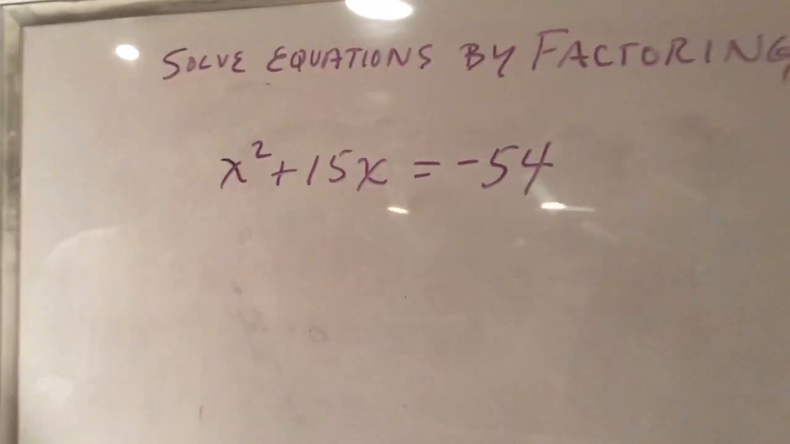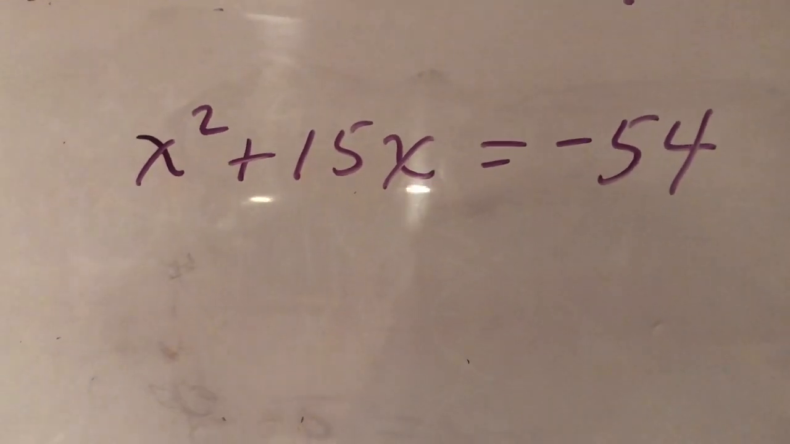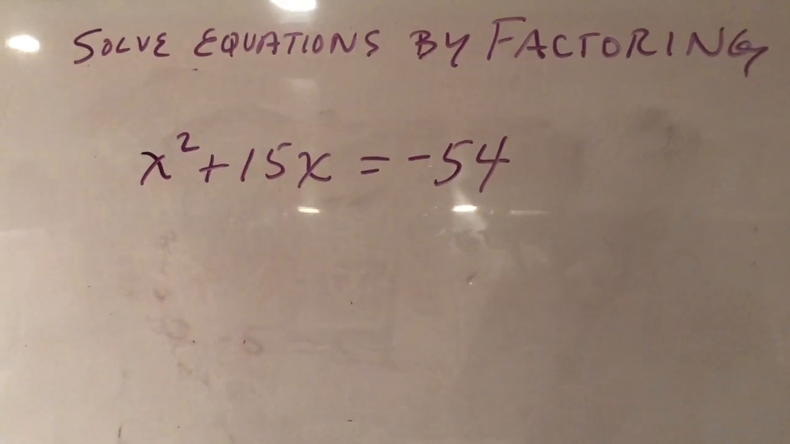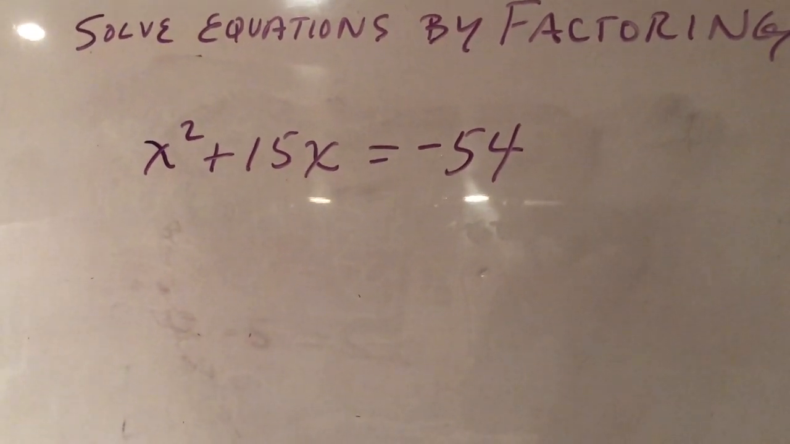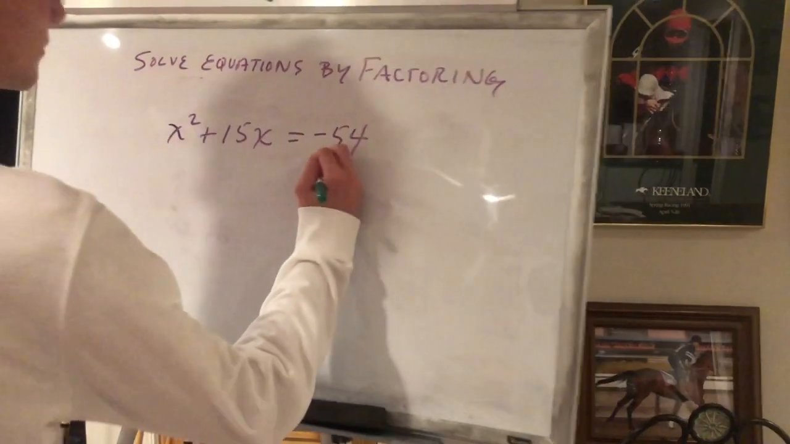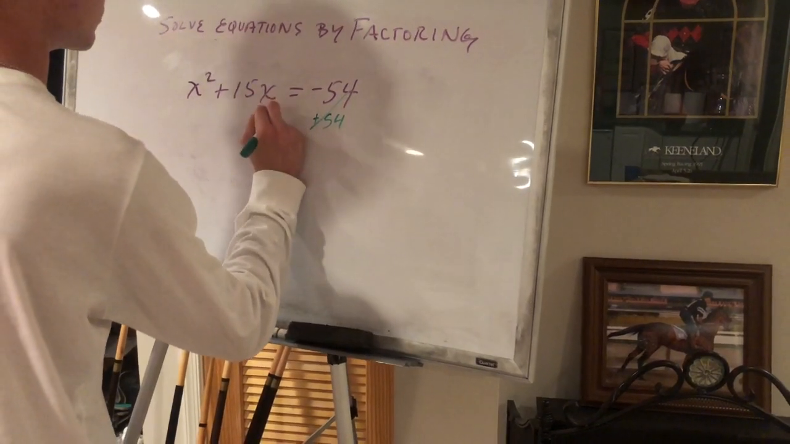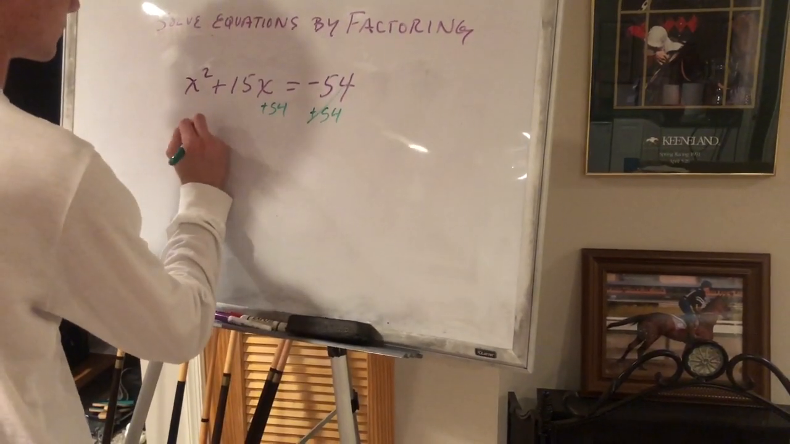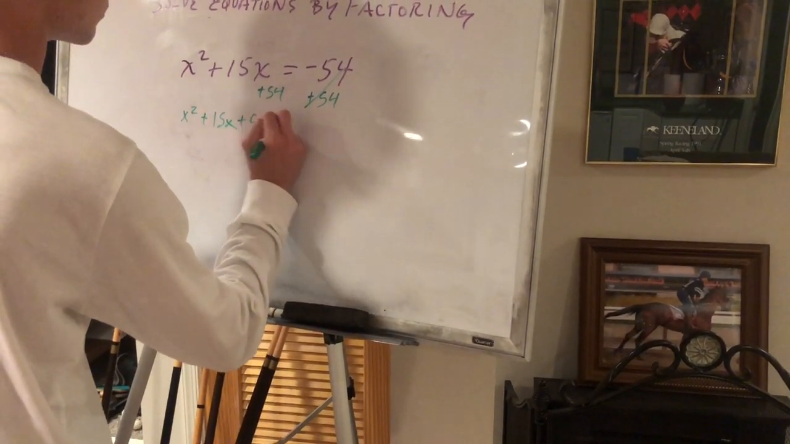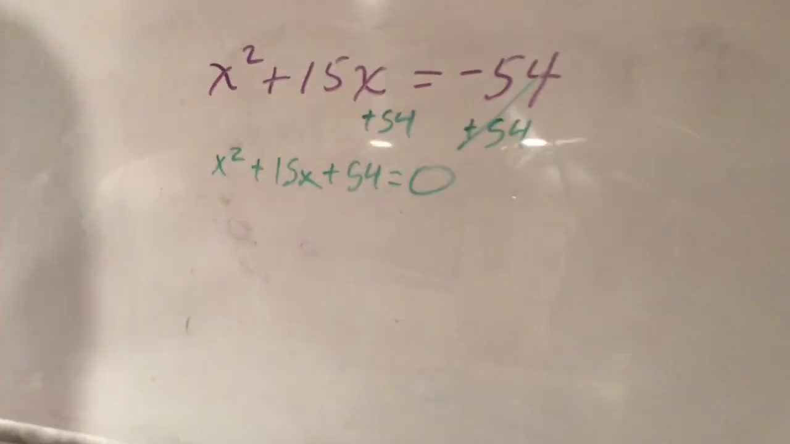All right, now this one's a little bit different. Okay, we're still just doing factoring, but we put an equal sign in, and we're going to refer back to the zeros that we worked on the other day. But anyway, now we have a trinomial, but the minus 54 is on the right. So let's see how he solves this one. He's going to add 54 to both sides of the equation and rewrite the equation to be x squared plus 15x plus 54 equals 0.